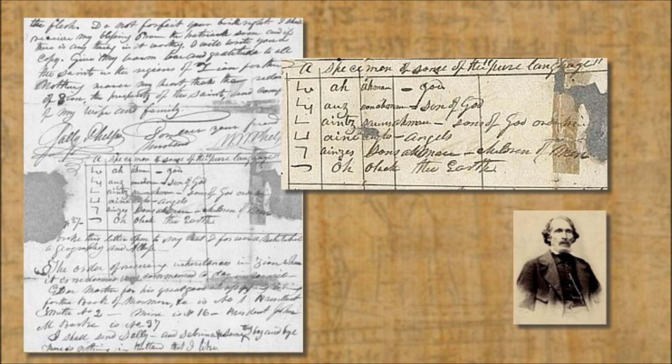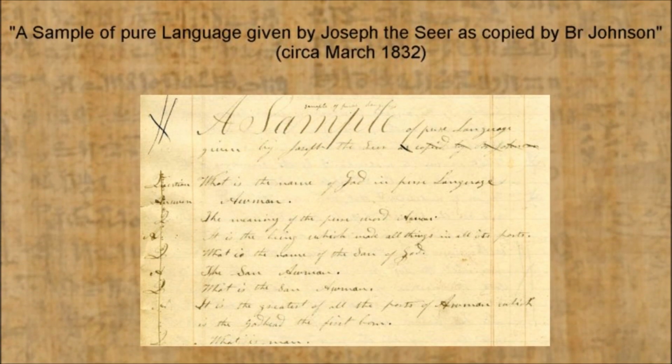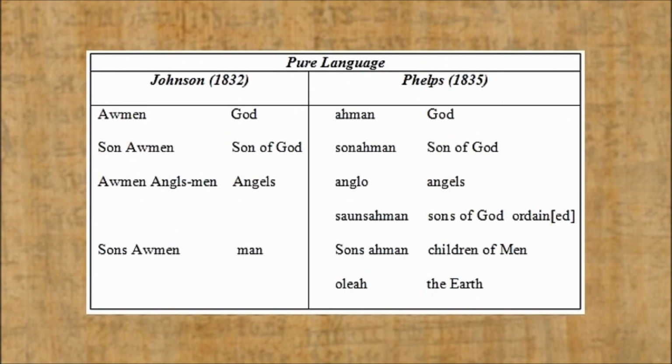On page 144 of the earliest Revelation book, referred to as the Book of Commandments and Revelations, John Whitmer copied a sample of pure language given by Joseph the Seer, as copied by Brother Johnson, which probably dates to about March 1832. Phelps didn't merely summarize this document, but added characters and 2 additional definitions. It is unlikely that Phelps would do this on his own without Smith's participation.